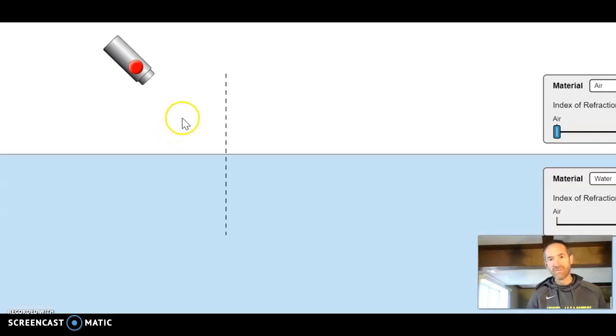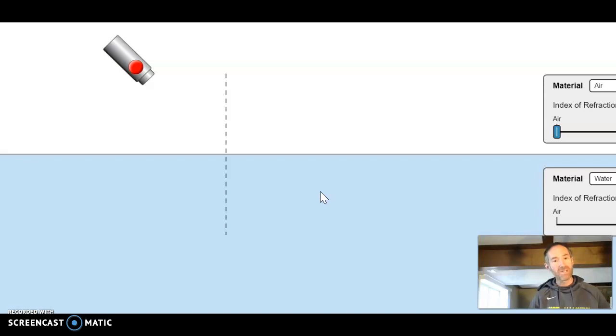I found this nice simulator from our friends at PhET, and it simulates a laser pointer that's shining down on the surface of some water. Now, they will let you change what the material is above the water, and they'd actually let you change the water too. Important thing for us, this surface right here, this place where the air ends and the water begins, is called an interface. And at an interface, we get our boundary behavior happening.